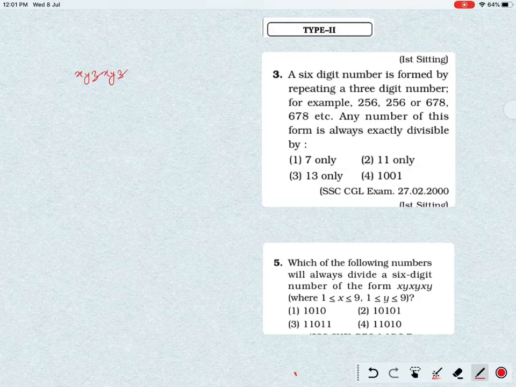Now we have to write it in the form of a number. So we can write, this is 10 to the power 0, this is 10, this is 10 square, 10 cube, 10 to the power 4, 10 to the power 5. So we can write 10 to the power 5 x plus 10 to the power 4 y, 10 cube z, 10 square x plus 10y plus z. Now we'll look for common.